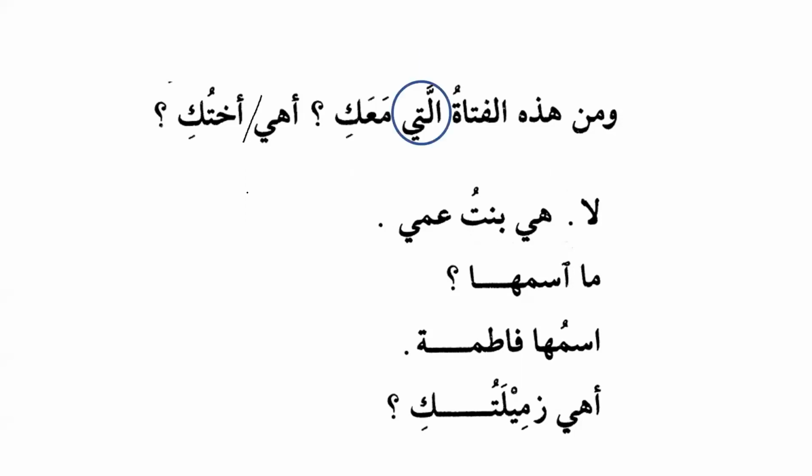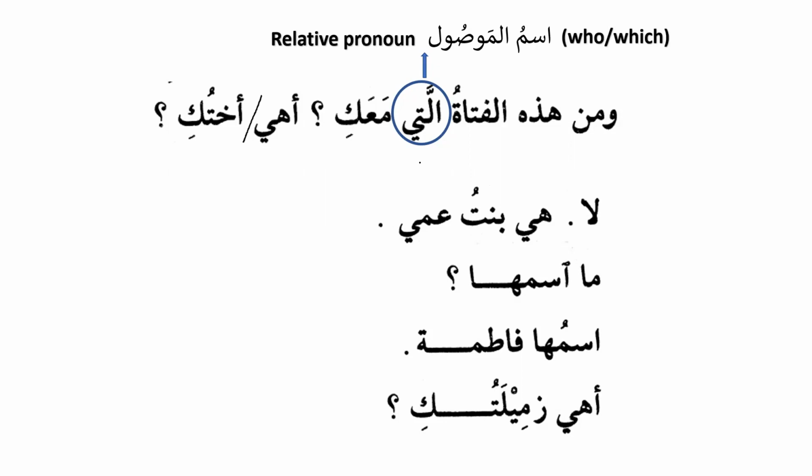Allati, as we know, is basically a relative pronoun, ism al-mawsul, and it means who when we use it for a person, and it means which when we use it for a thing. For the masculine, we have learned that we use alladhi, and for the feminine singular, what do we use? We use allati. وَمَنْ هَذِهِ الْفَتَاةُ الَّتِي مَعَكِ أَهِيَ أُخْتُكِ. And who is this young girl who is with you?